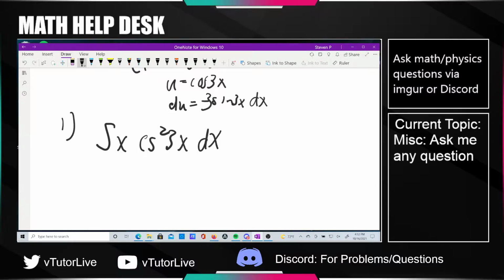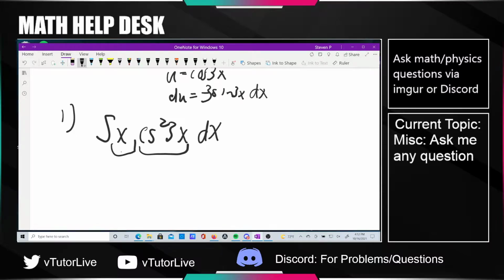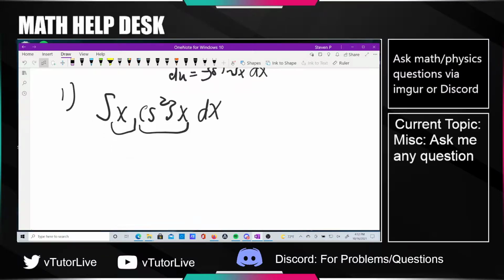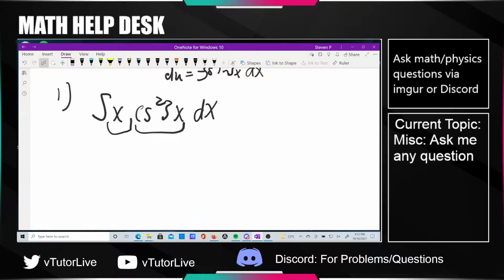dx, right? Now, the idea of integration by parts is that sometimes it's not very clear how to split it up, right? You could split it up into x and cosecant squared, or you could split it up into x times cosecant as u and cosecant as dv, right? That's sort of the art. Integration by parts is sort of practice and an art more than an exact science.